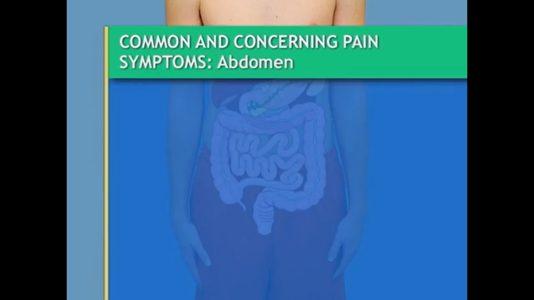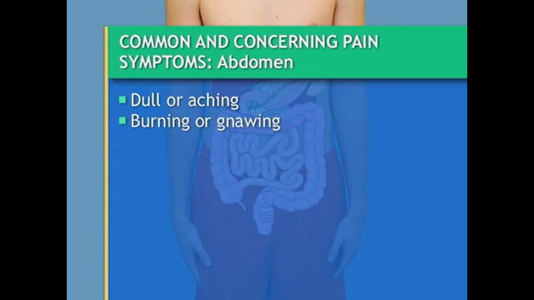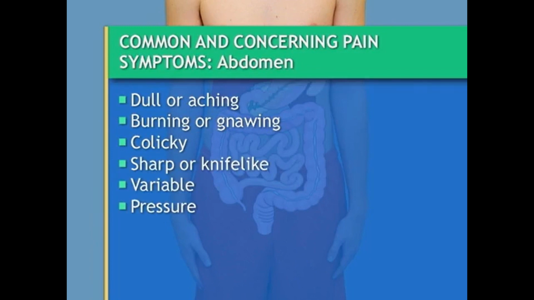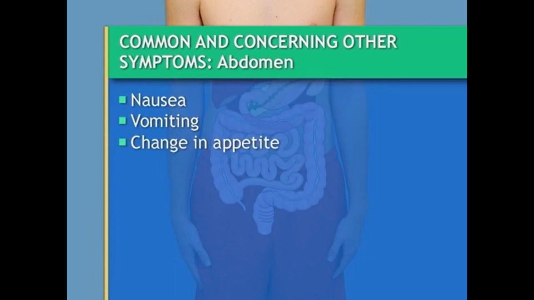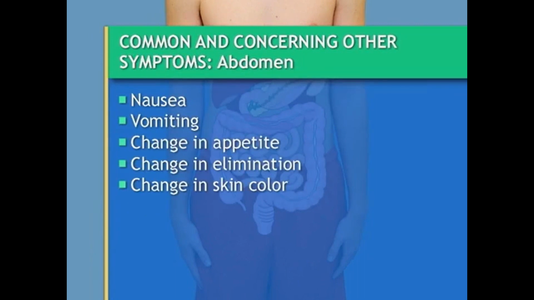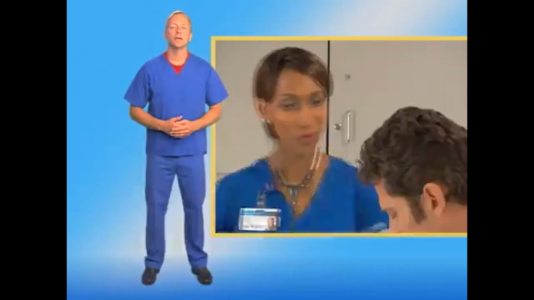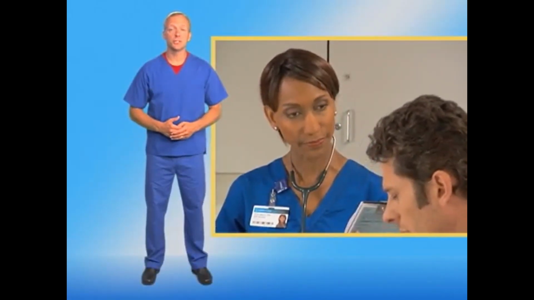Symptoms include one or more types of pain described as dull or aching, burning or gnawing, colicky, sharp or knife-like, variable, and pressure. Other symptoms include nausea, vomiting, change in appetite, change in elimination, and change in skin color. It is important to ask your client about each of these symptoms. Whenever the client indicates a positive response, use effective communication techniques to gather more detailed information.